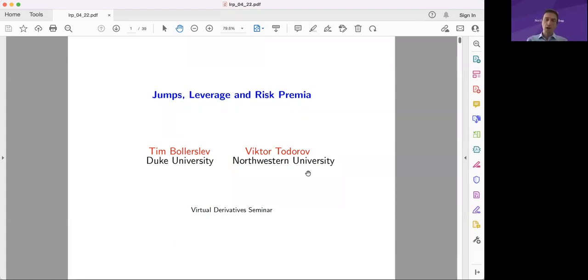It's about jumps. Let me briefly motivate what we are after here and why we are writing this paper. More than 10 years ago, I think by now, we wrote a paper on tails and fears, which was basically trying to tease out the contribution of jumps into the variance risk premium, which people were studying a lot at the time. The main finding there was that jumps contribute a lot to the risk premium.